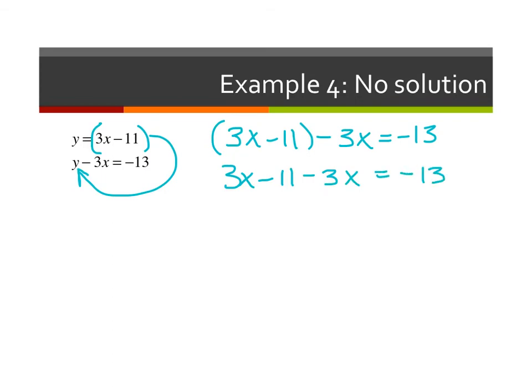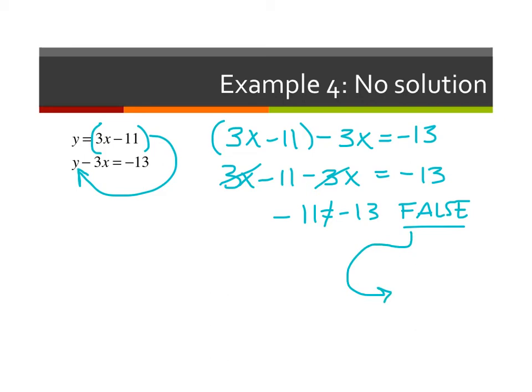It's just a notation. It's just the way we write it. 3x minus 3x cancels. We get negative 11 equals negative 13. Well, no, it doesn't. That is just patently false. Not true at all. And a false statement at the end of solving indicates that we have no solution at all.